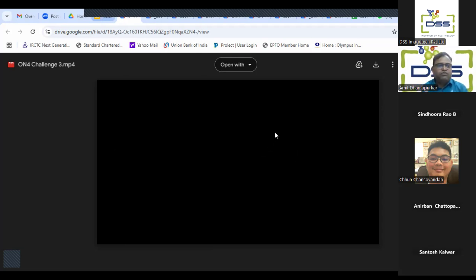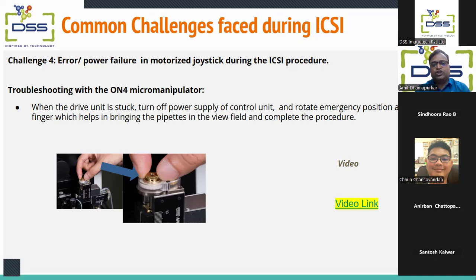Now move on to the fourth challenge, which is an error or power failure in motorized joysticks during the ICSI procedure. These things happen very rarely. Sometimes people are doing ICSI, the motorized part, everything is aligned, but due to an error or power failure, the motorized joystick is stuck.